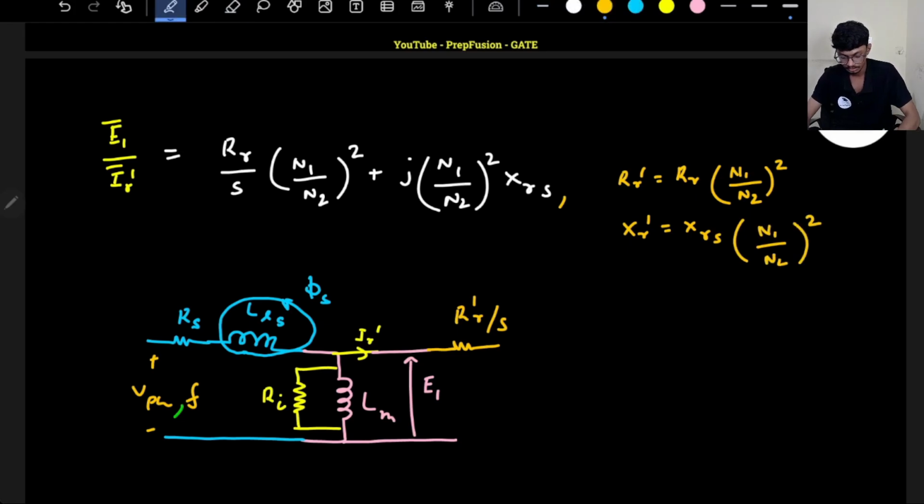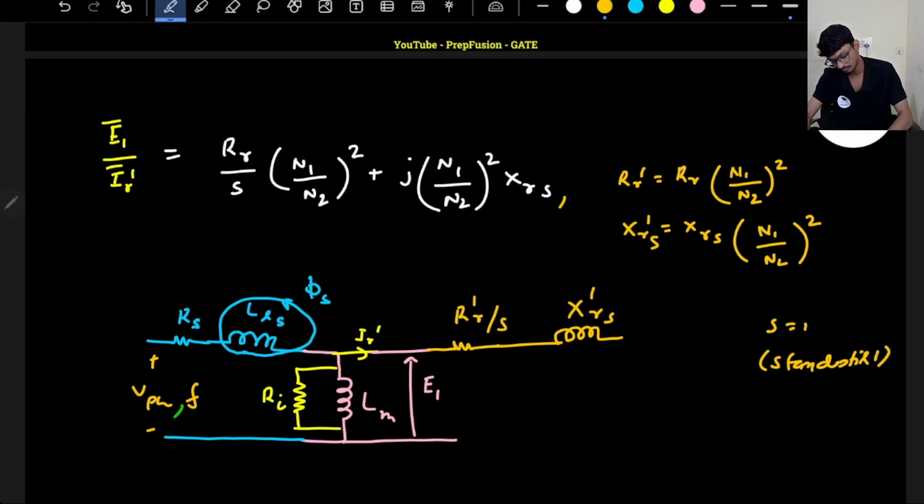Whole square. Okay, so it is RR dash divided by S, and I have inductance, that is XR dash, XRS dash, because it is the standstill. Like here slip is 1. If slip is 1, that means the rotor is not moving at all. It is standstill if slip is 1. Okay, and then of course the rotor circuit is short circuited, so nothing will be there, it will be short circuited. So this is the equivalent per phase circuit.